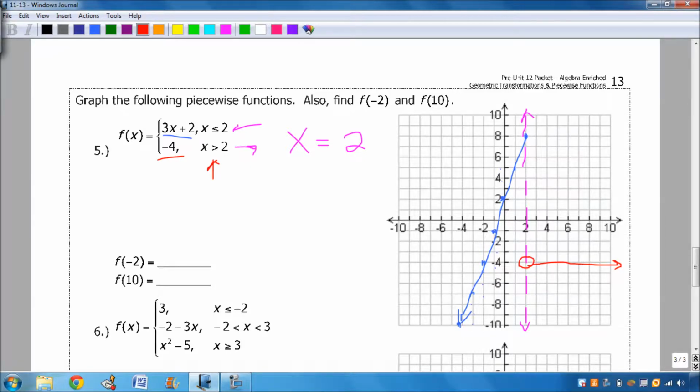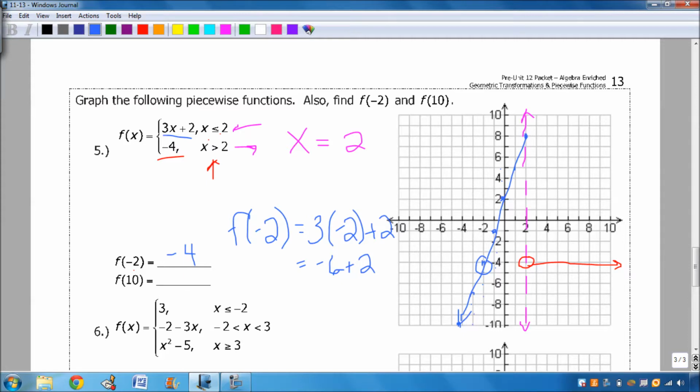So now, how do I find f of negative 2? Well, I have to figure out, am I going to use the top function or the bottom function? Negative 2 is less than or equal to 2, so I'm going to use the top function. So to figure out f of negative 2, I'm just going to plug it into the top equation. So I'm going to plug it in for x on top. So I get negative 6 plus 2, so I get negative 4. And I can verify it on my graph right here because when x is negative 2, y is negative 4.